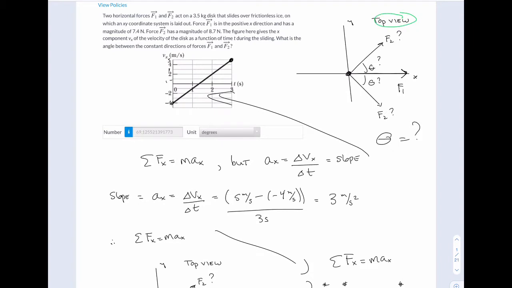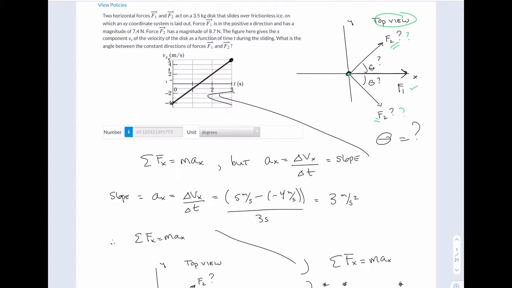Here's a disk, and they tell me that F1 is to the right. There's F1. And they tell you there's another force, F2, but they don't tell you exactly where F2 is, so I drew it there, and I drew it there. Because they're asking what's the angle between those two forces. I don't know if F2 is up here, or if F2 is down over there.